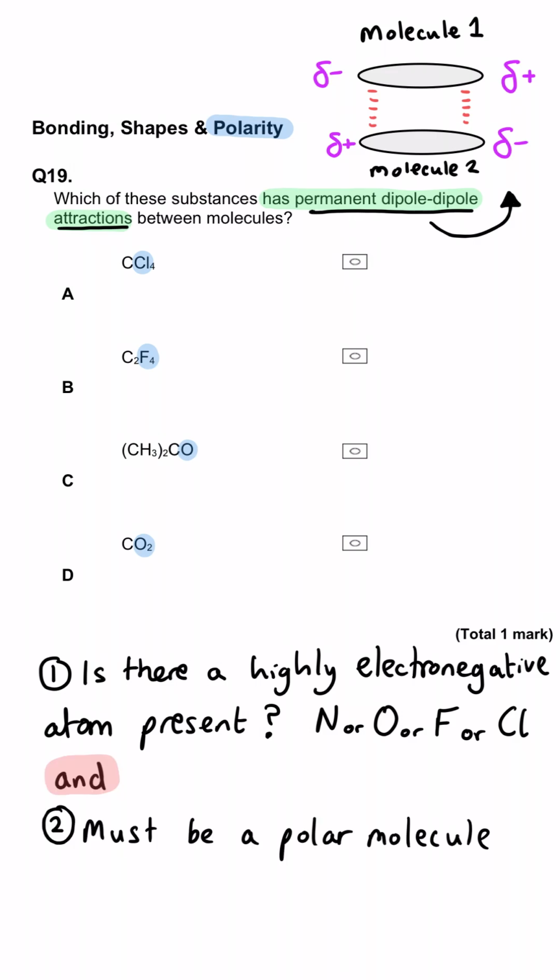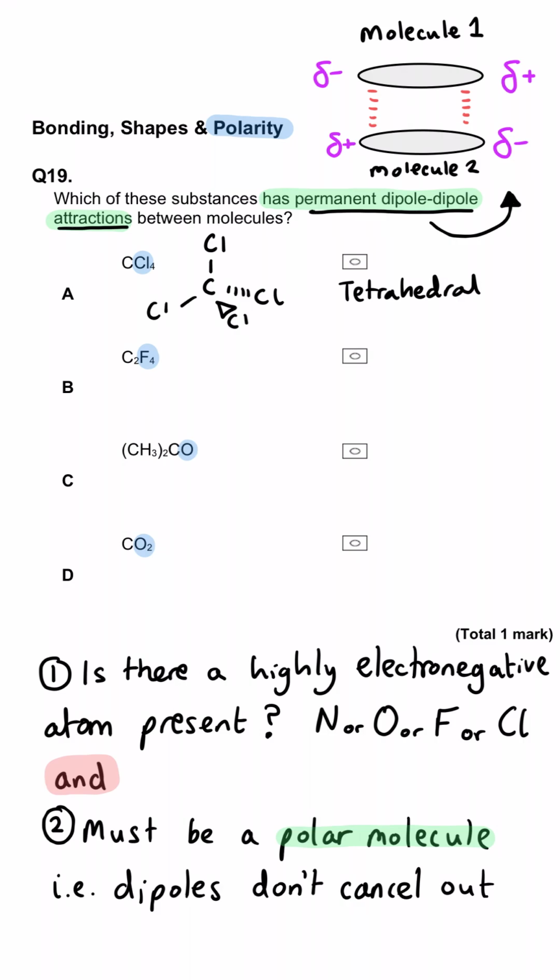Now this is tricky because actually all 4 of these molecules have these atoms present, so it can't just simply be that. We're also looking then for whether the molecule as a whole is going to be polar, because a series of dipoles within a molecule can actually cancel each other out if the molecule is symmetrical. So we're looking now for whether the molecule is symmetrical.